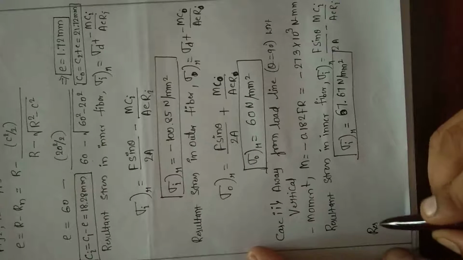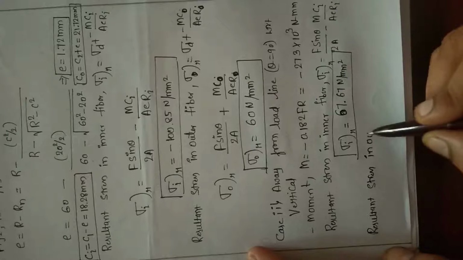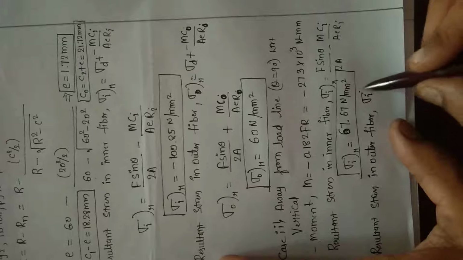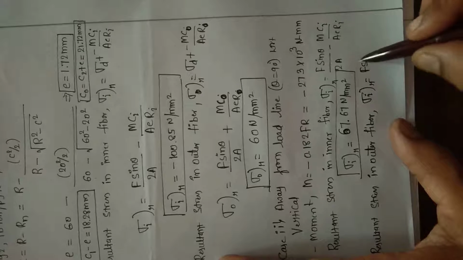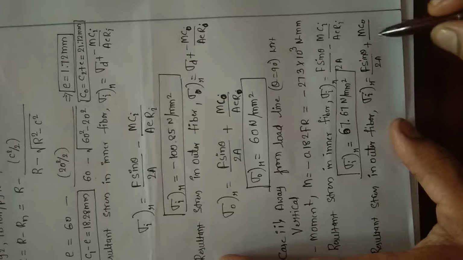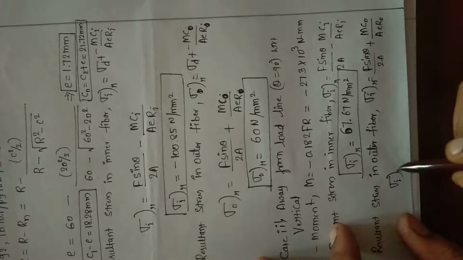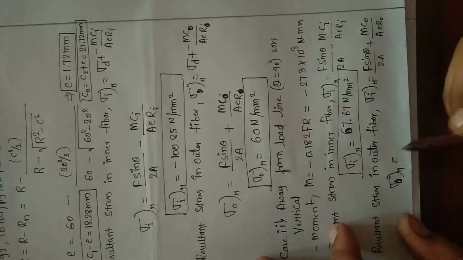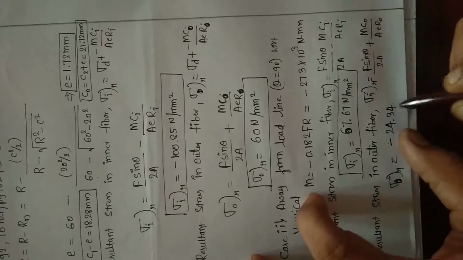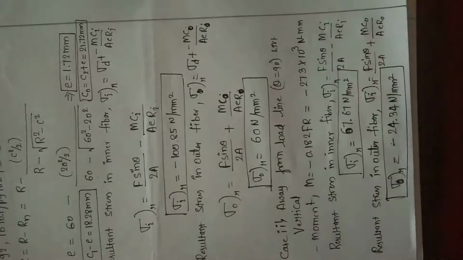Similarly, the resultant stresses in the outer fiber. I said the outer fiber is in tension, but the formula we have is negative; if I write directly for tension, I'll get a positive sign. M C naught by A e R naught. If I substitute all the values, then I'll get sigma R naught as minus 24.34 Newton per mm squared. This is how we need to solve the problem.